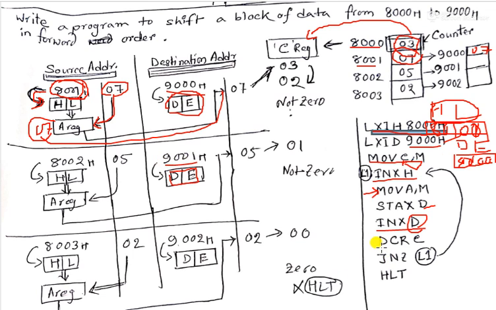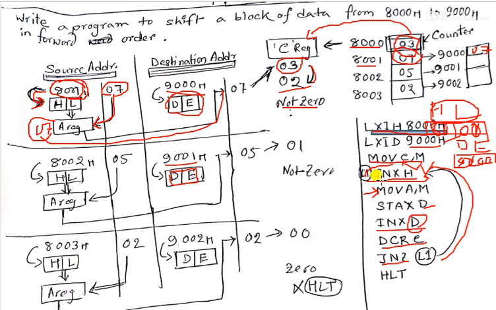Now we decrement the C register. So the content of the C register was 03. We decrement it to 02 and check jump on not 0. If it is not 0, jump to L1. That is this line.